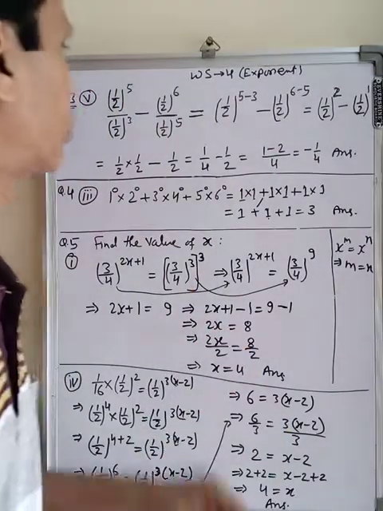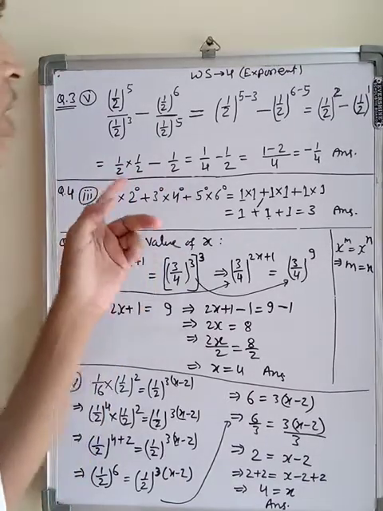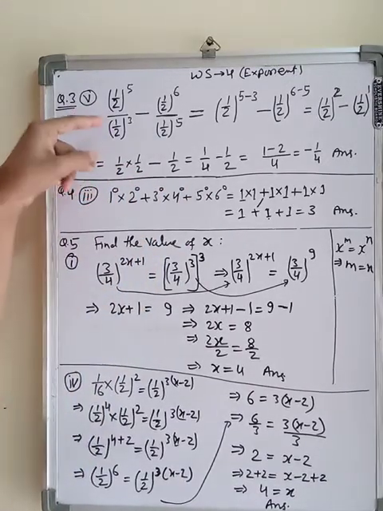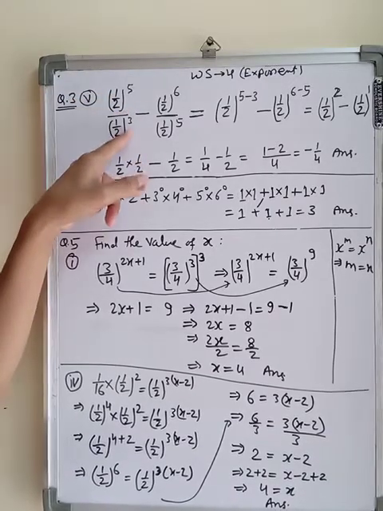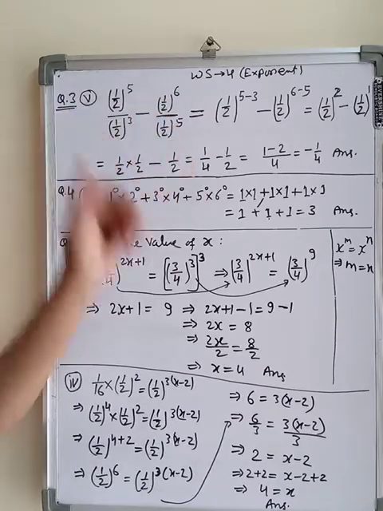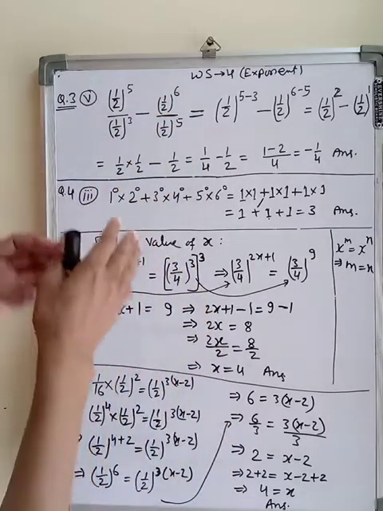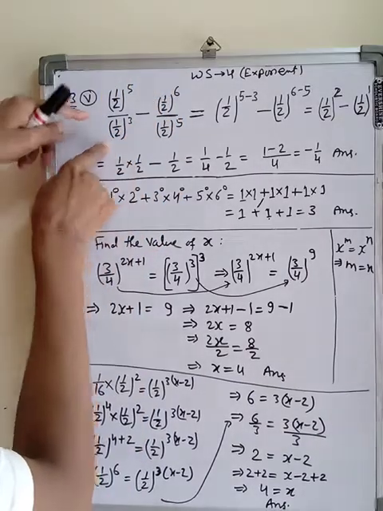Good morning students. Today's topic is exponent. From question number 3 up till second we have learnt in previous video. Question number 3, this is (1/2)^5 upon (1/2)^3 minus (1/2)^6 upon (1/2)^5. So how we will solve this? We will solve this separately.